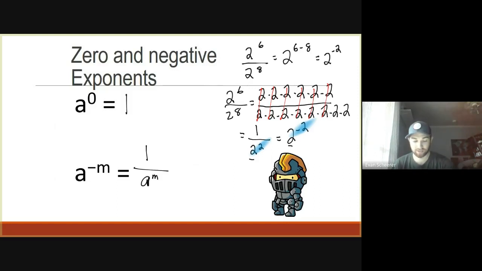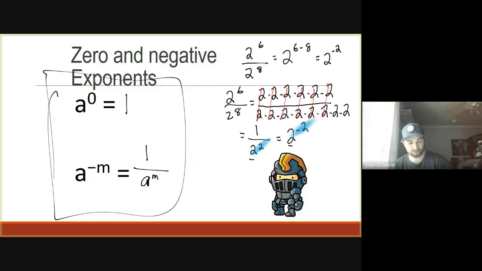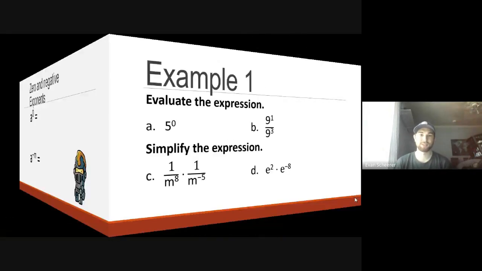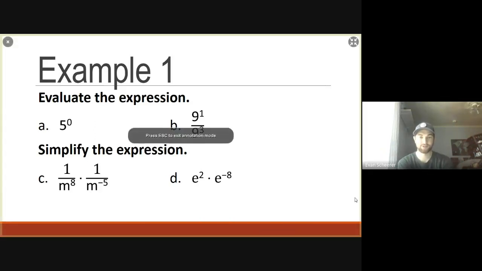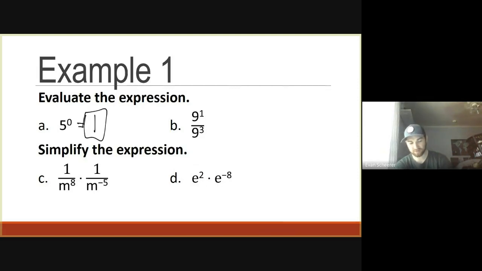I know it's tricky, but these are the 2 important rules that we need to know today. So let's do an example. 5 to the 0 power, right? You guys should know 5 to the 0 power, anything to the 0 power equals 1. Done. That should be the easiest homework assignment ever, right?